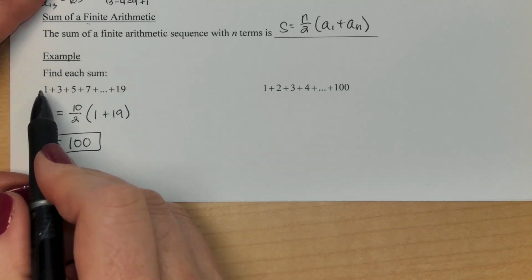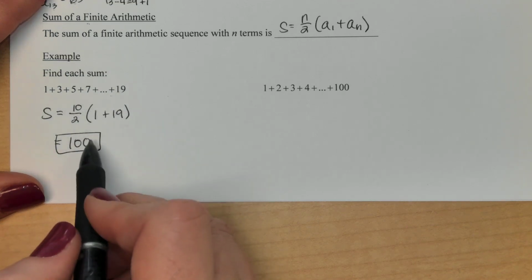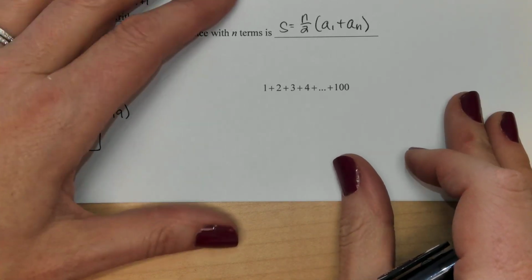So if I were to grab a calculator and start adding up 1 plus 3 plus 5 plus 7, it seems like it's really small, but once you start adding them to this other end, I actually end up with 100.